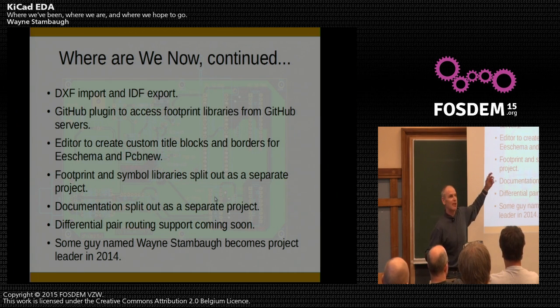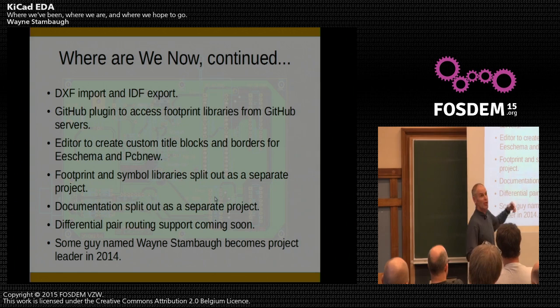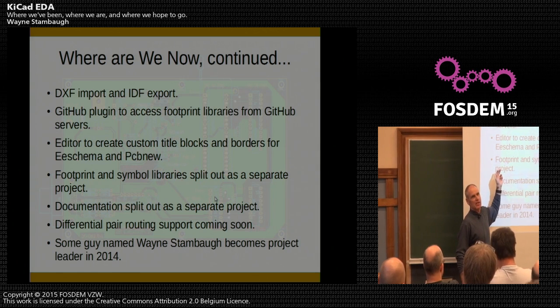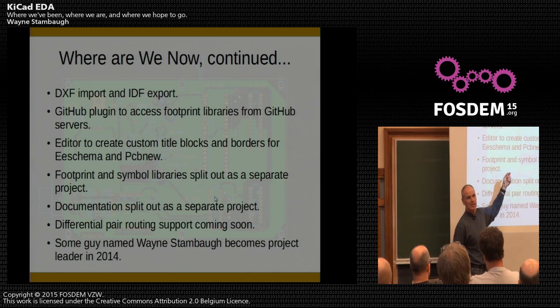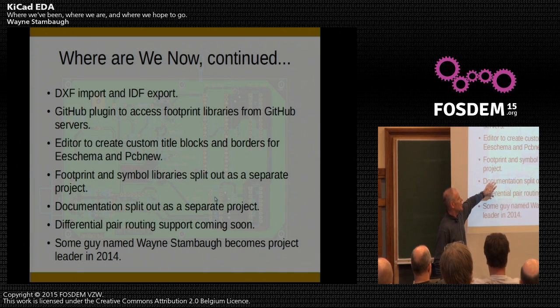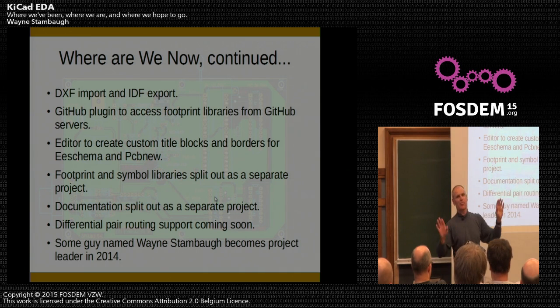Maybe they'll add your changes, maybe they won't. Or you can even do your own. If you don't like their libraries, you can put your own GitHub libraries up there and you can access them. You always need the URL and the library name, and it does the rest. Nice piece of code. The documentation and the libraries are split out as separate projects.